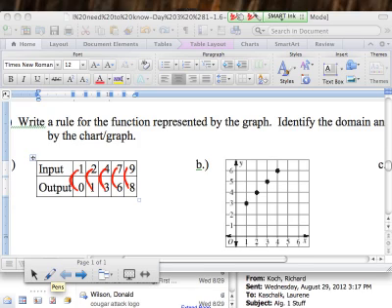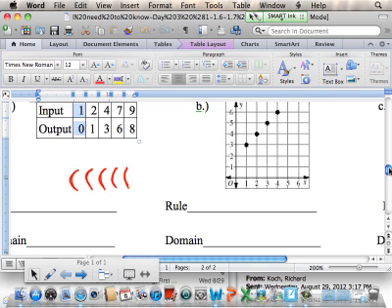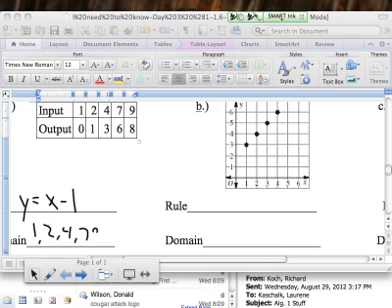All right, so your rule here, I'll scroll down just a little bit. I don't want to take this off the page though. Okay, so our rule for this particular problem is going to be just take your inputs and subtract 1. So your rule is going to be your output equals your input minus 1. Domain is all your inputs, 1, 2, 4, 7, 9. Your range is all these outputs. Okay, I don't want to scroll down because I want to save some time here on the video.